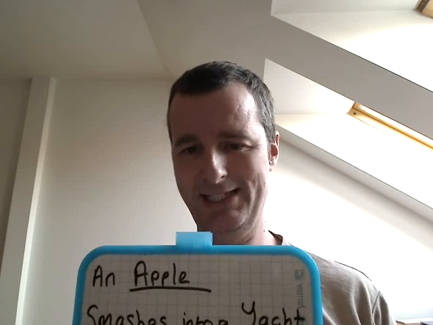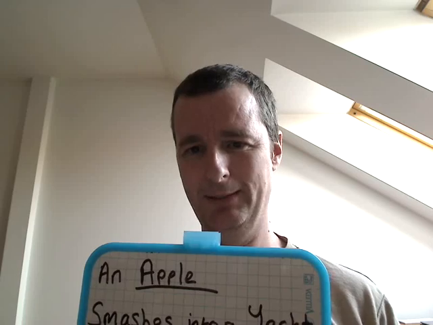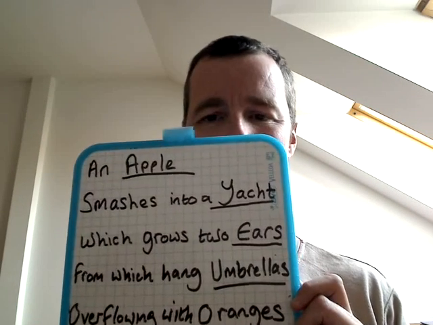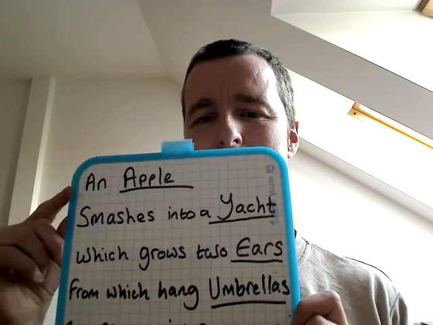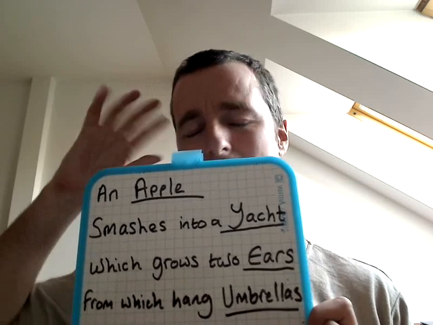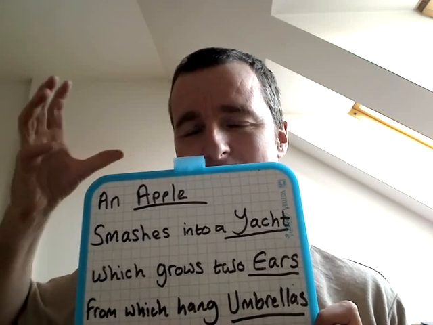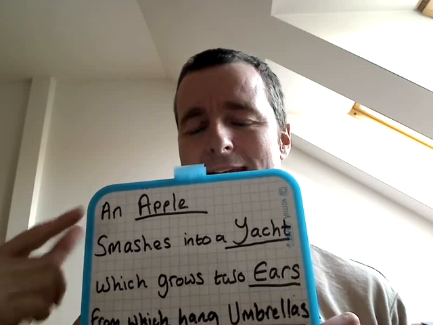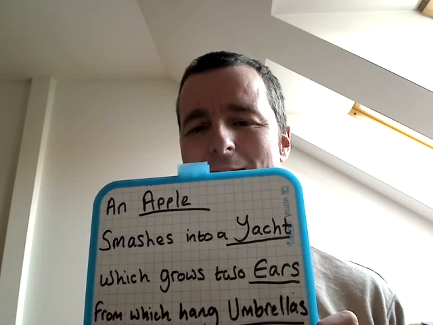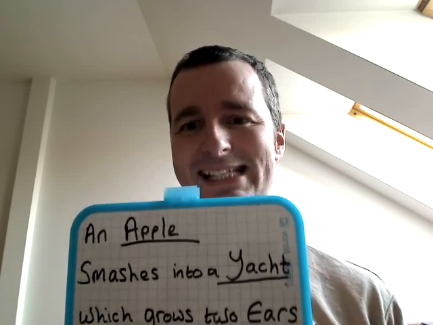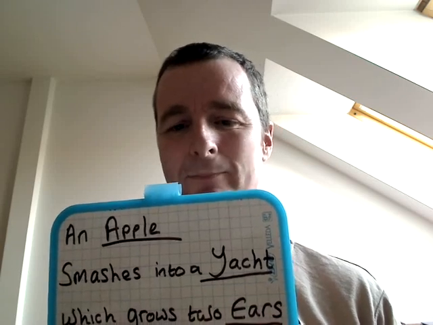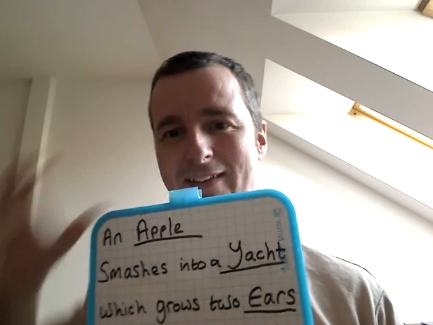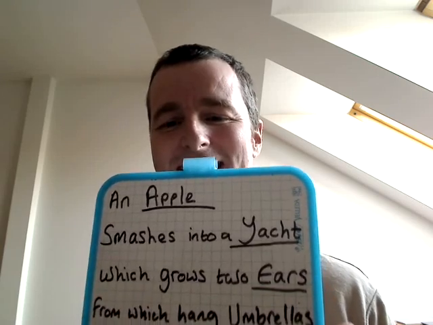So here's a silly story to remember that will help you. An apple smashes down into a yacht. Pay particular attention and try to remember these as vivid images, vivid stories. But pay particular attention to the underlined words. And note the story is really silly. That's to help with memorization. So an apple smashes into a yacht, and then the yacht grows 2 gigantic ears.